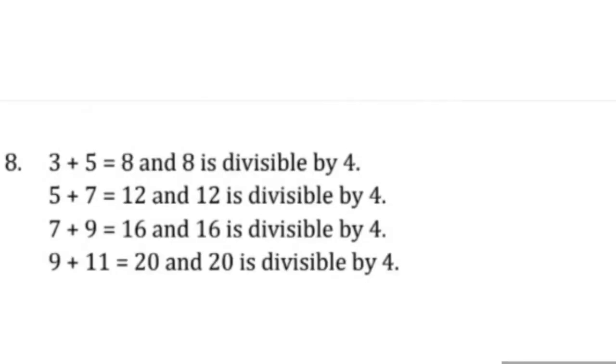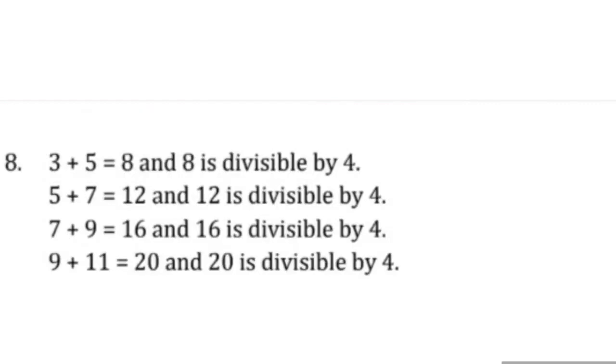Okay, next one, 7 plus 9. Both are odd numbers and the sum is 16. So this is divisible by 4. One more, 9 plus 11. The sum is 20 and 20 is divisible by 4. Okay scholars, so your exercise 3.5 is completed. The rest of the questions, these 4 questions, try to do yourself.